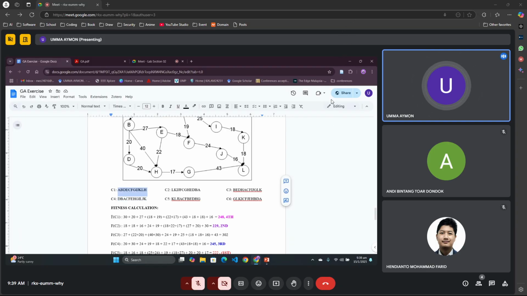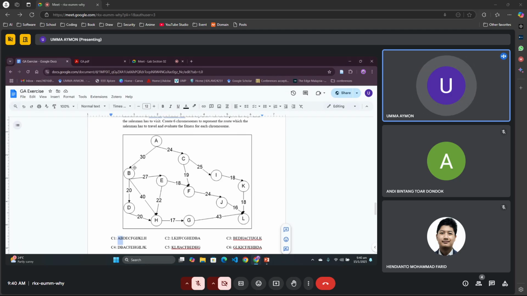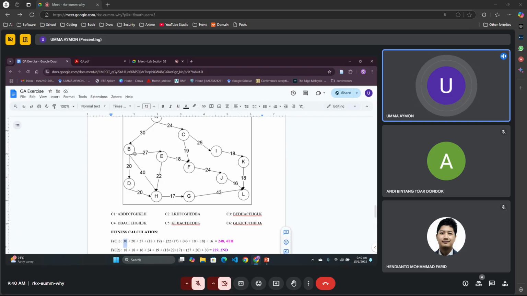For f of c1, we just calculate the distance needed from one node to another, and sum all of those values. For example, the first one is f of c1. First A to B. From A to B, the cost is 30, so 30 is added here. From B to D, the cost is 20, so 20 is added. Then we are now at D. From D to E there is no direct path, so we can choose this one or this one. It's up to you. There is no correct answer or fixed way. You choose how to go from D to E.